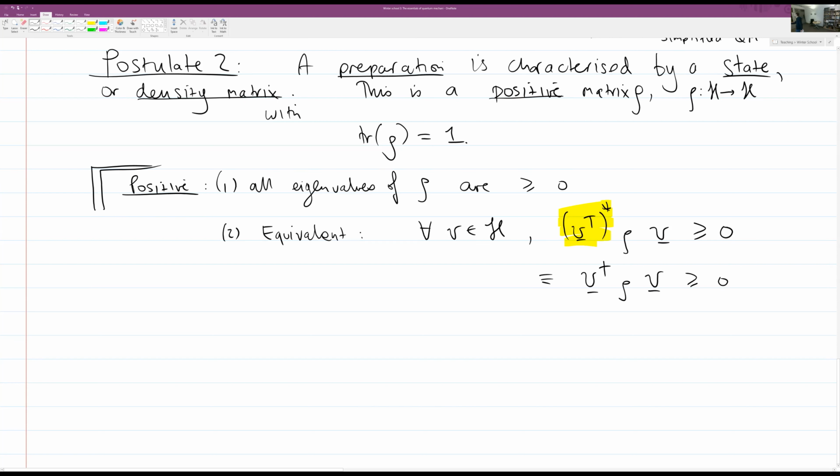Okay, that's just an aside. What does positive mean? It means if you work out all the eigenvalues, they're all greater than or equal to zero, or no matter what vector you choose from your Hilbert space, if you form this product of a vector, a rho matrix, and a column vector, it's always greater than or equal to zero. Okay, very good. Let's do an example.